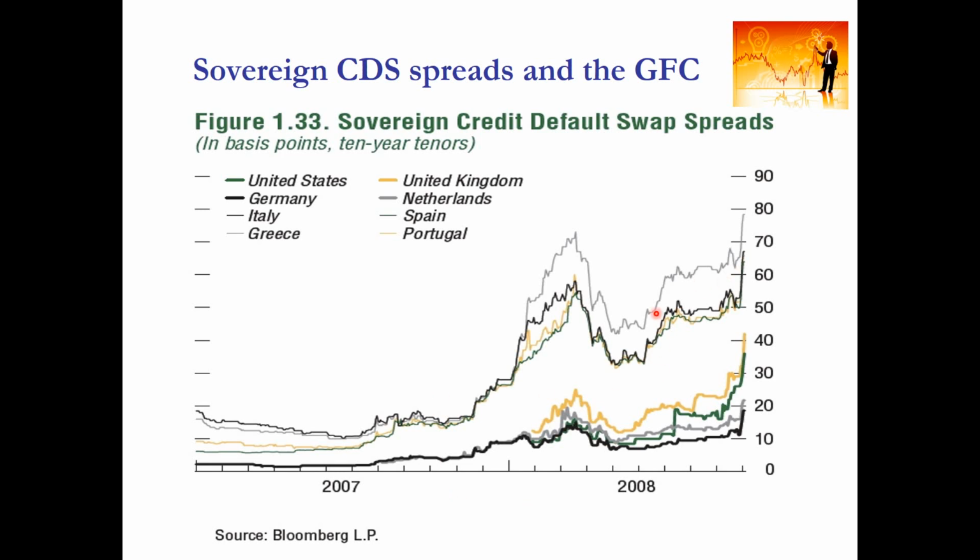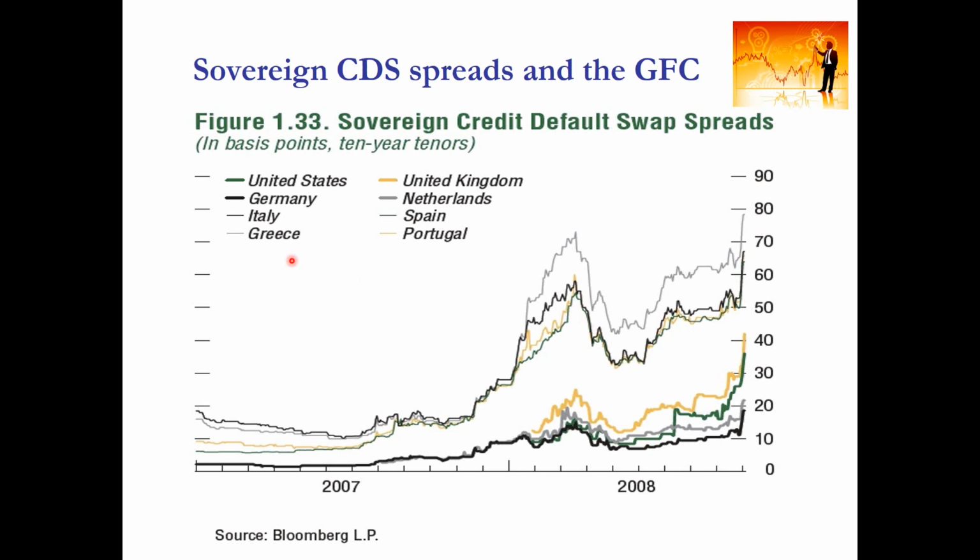Now let's see more detail about the sovereign credit default swap spreads of some countries during the GFC. These are the credit default swap spreads between the 2007-2008 period for some industrially developed countries, for example, United States, Germany, Italy, Greece, UK, Netherlands, Spain, and Portugal. You can see in general for all these countries, this credit default swap spread increased during the global financial crisis period, indicating the probability of default risk for all these countries increased. I mean, the general country risk increased during this period.